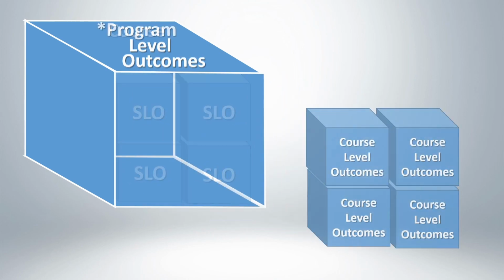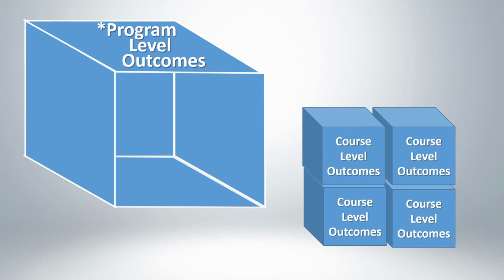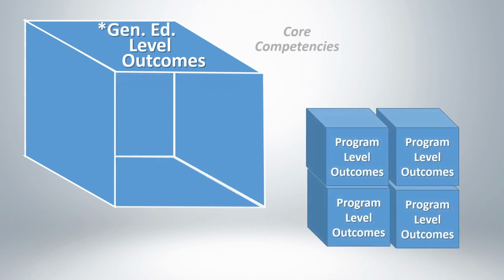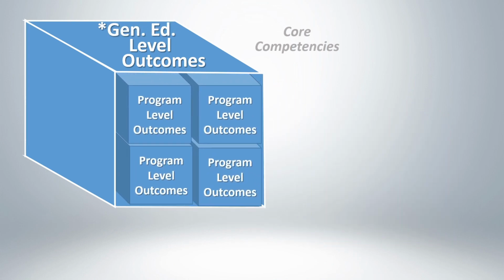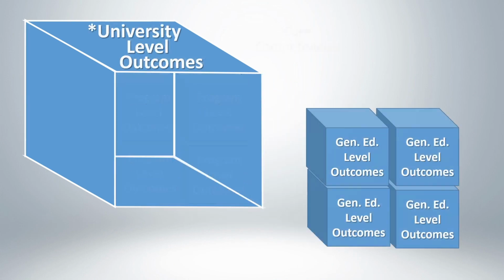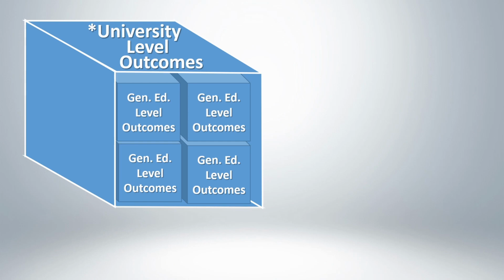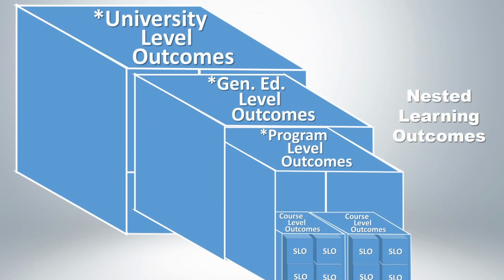Those course level outcomes are nested within the program level outcomes. Those program level outcomes are then nested within general education level outcomes. Then those general education level outcomes, along with the overall program level outcomes, are all nested within the university level outcomes. So again, this is what we mean when we say that it's nested learning outcomes. They all play a role within each other.